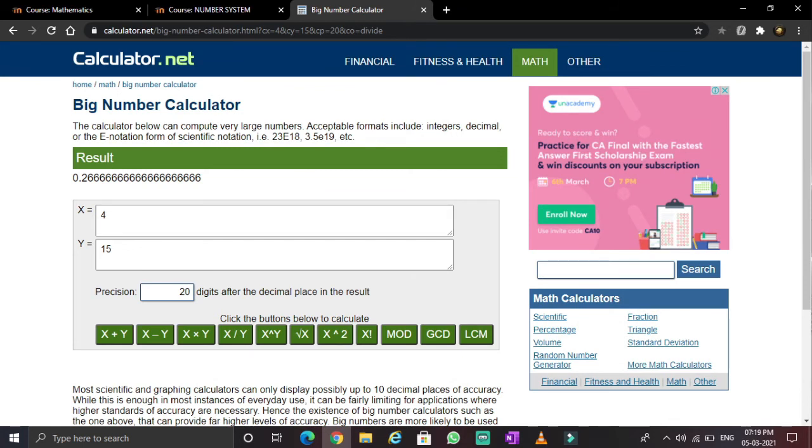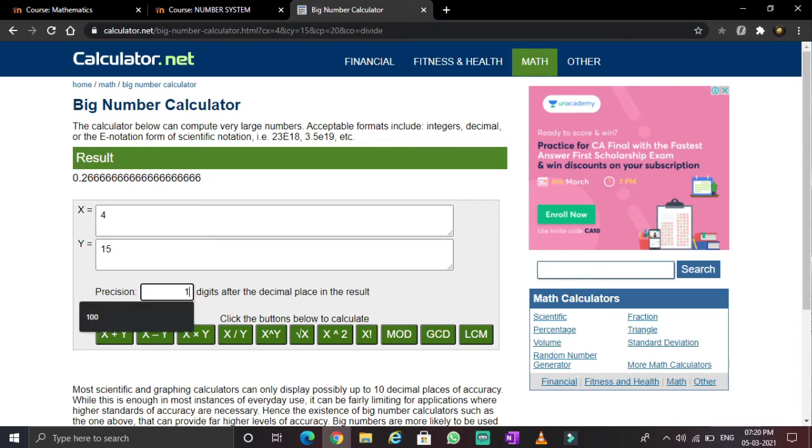What type of answer is this? See, you must have seen in junior classes, when you divide a number by another, the decimal doesn't terminate, it keeps on recurring. It happens, no? And even here, it's not terminating. Here it has been set to 20, that's why after the decimal it is showing us 20 places.